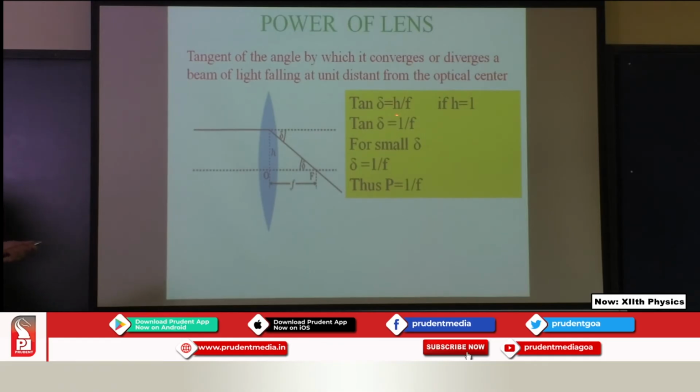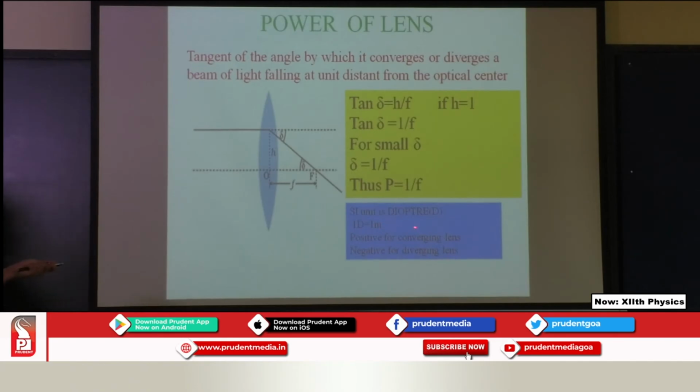So, let us take tan of delta, we know it will be h upon f, f is the focal length. If h is 1, because we are talking about the unit height, what will remain is 1 by f. Now, let us go for the approximation of small angle delta. So, what remains is delta is 1 by f. Thus, the power is given as 1 upon the focal length. So, keep in mind, power is 1 upon the focal length.